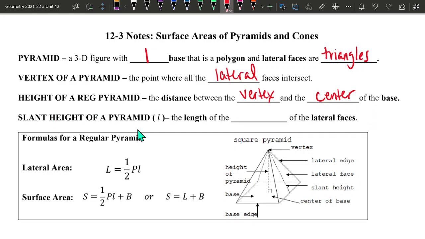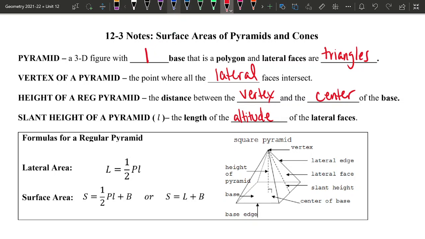And then there's the slant height of a pyramid. It is the length of the altitude of the lateral faces. So when you're talking about slant height, you're just looking at the triangle on the side of the pyramid, and then it's the perpendicular height of the triangle, not of the whole pyramid.